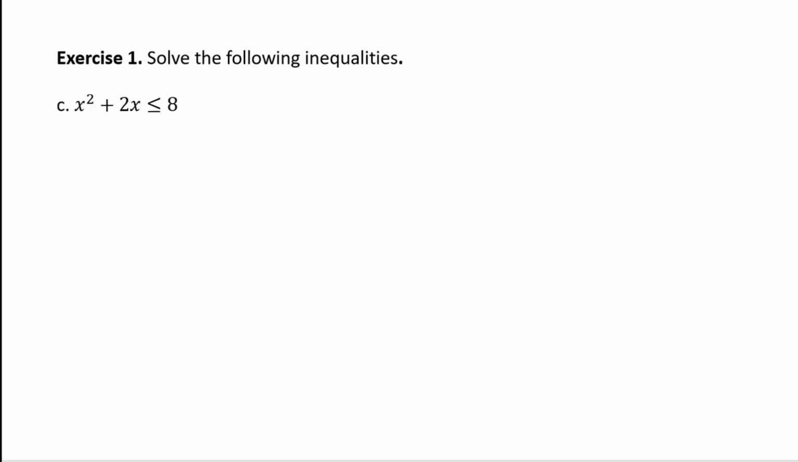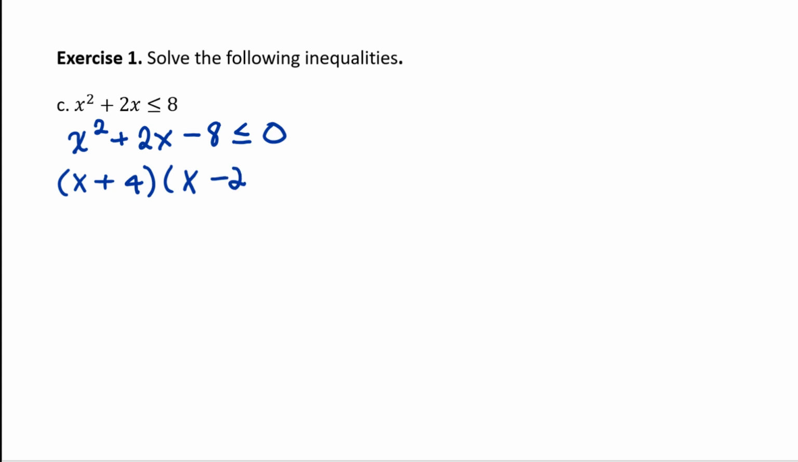C. x squared plus 2x is equal to or less than 8. To solve this inequality, as you would in an equation, it must be set to 0. So we'll write this as x squared plus 2x, and then subtracting 8 from both sides of the inequality, minus 8 is equal to or less than 0. The quadratic x squared plus 2x minus 8 factors into a product of two binomials. The binomials are x plus 4 times x minus 2.